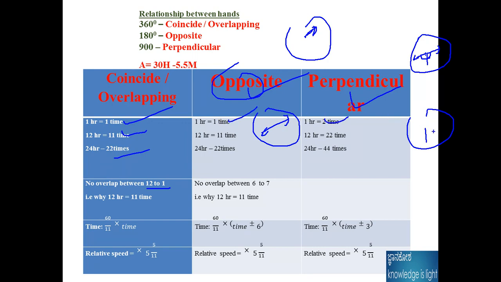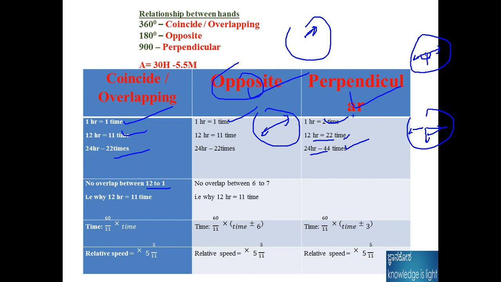That means half of that. Here it is now 3 o'clock, which is also perpendicular. Now it comes as 3:45, so 3:00 and 3:45 give 2 times as a perpendicular thing. Therefore, for 1 hour that is 2 times, for 12 hours that is 22 times, and for 24 hours the perpendicular happens 44 times.